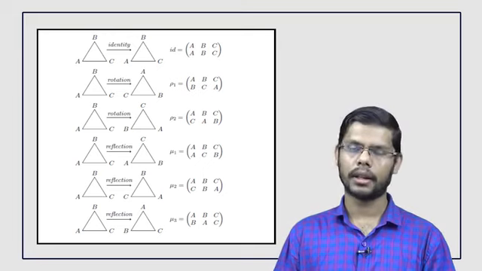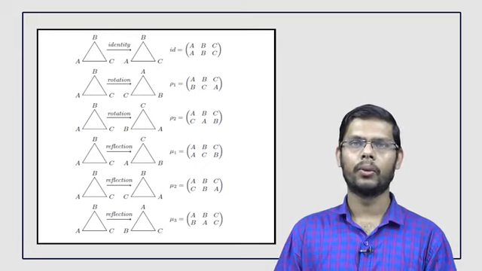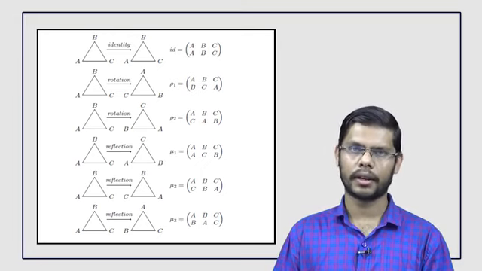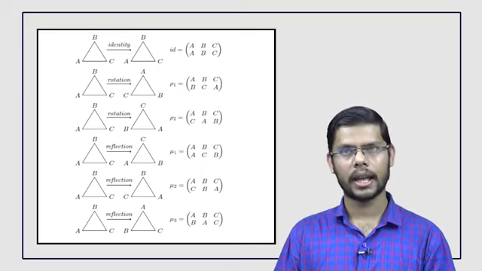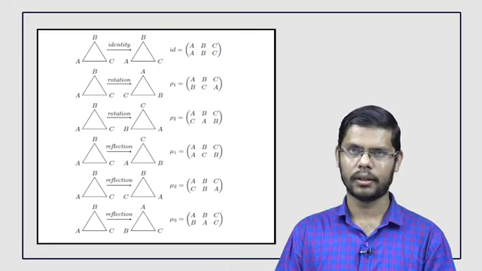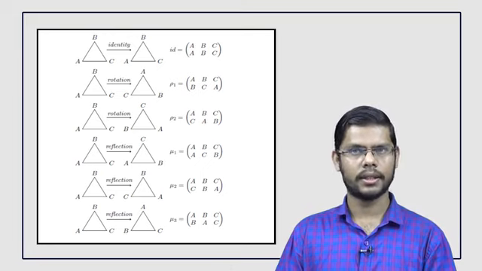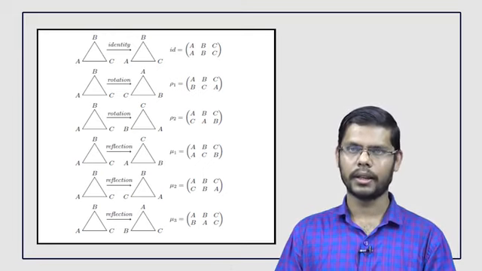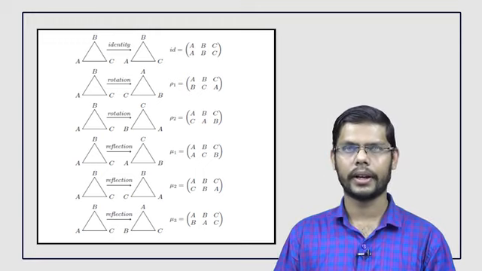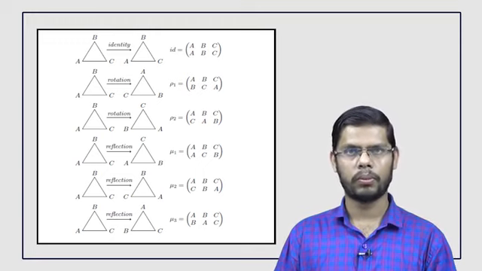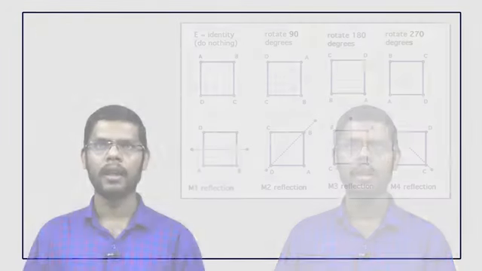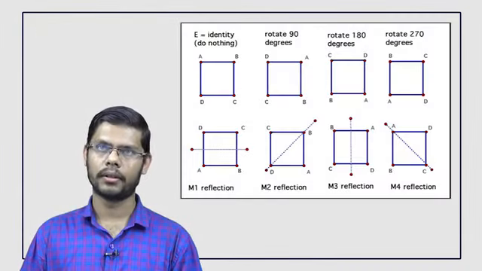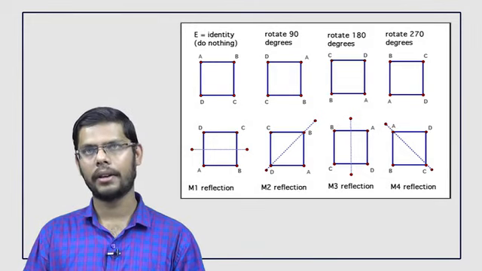In the last picture, the sixth picture, we reflect the triangle with respect to the line that passes through the point C and meets AB perpendicularly. For that reflection, the vertices change: A to B, B to A, and C remains invariant. So for the triangle we get 6 kinds of symmetries. Now for the square we have 8 kinds of symmetries.